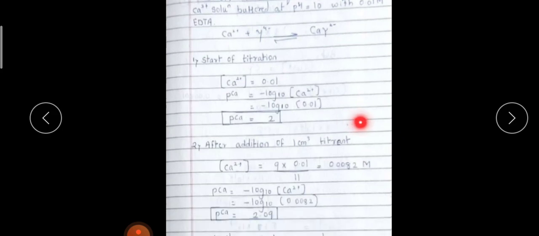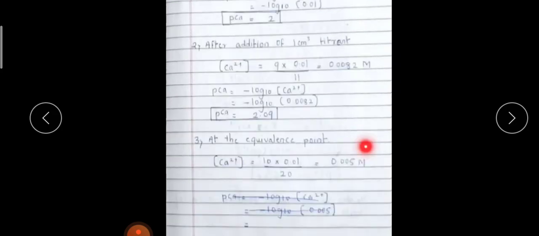10^20. Consider the titration of 10 cm³ of 0.01 molar calcium 2+ solution buffered at pH equal to 10 with 0.01 molar EDTA. Calcium plus EDTA, the multidentate ligand, which is why Y4- is written there: Ca2+ plus Y4- gives CaY2-. At the start of the titration, the calcium 2+ concentration will be 0.01. Therefore pCa equals negative log to the base 10 of the concentration of calcium, thus pCa is 2.